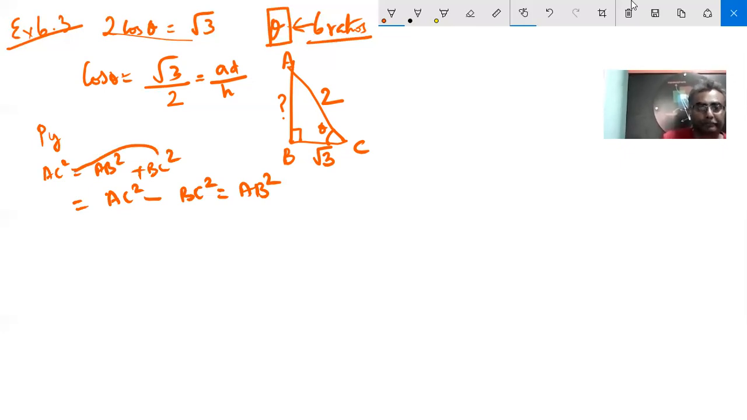How much is AC? AC is 2. 2 squared minus, how much is BC? BC is root 3. Root 3 squared equal to AB squared. 2 into 2? 2 twos are 4. Root 3 squared is root 3 into root 3, which is equal to how much?